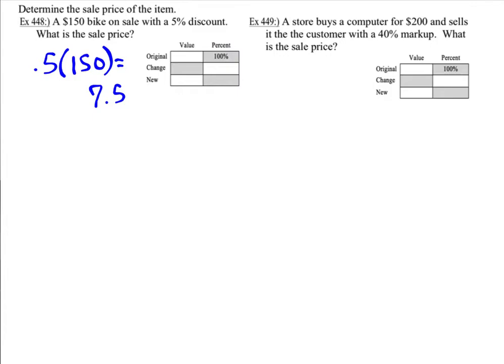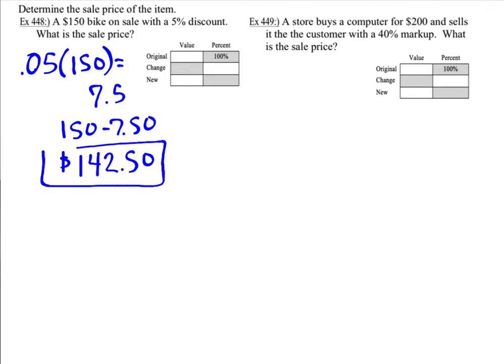0.05 times 150. Oh, I put 0.5. It is 0.05. And that is $7.50. So we take $7.50 off of it, and that will give us $142.50 would be the sell price on the bike.